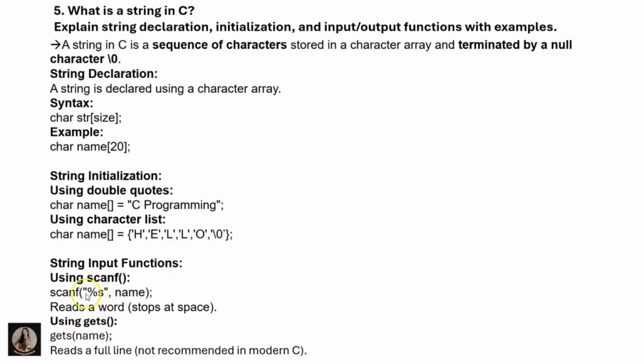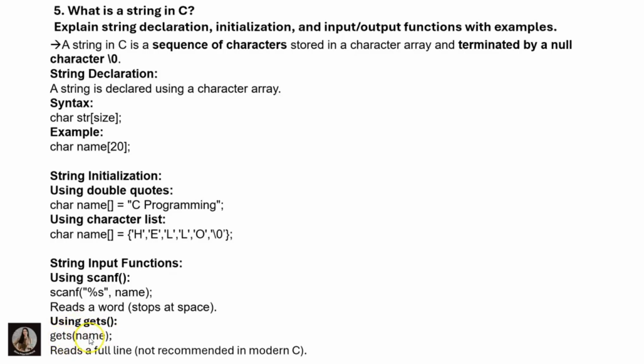We use this one regularly. scanf with %s. For a string I always have to use the format specifier %s. For integer we use %d. For string we use %s and the name. It reads a complete word into the string. It will stop whenever a space is there. Clear about this? And the second one is using gets.